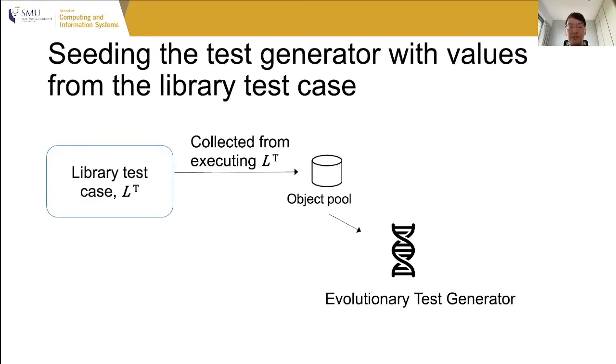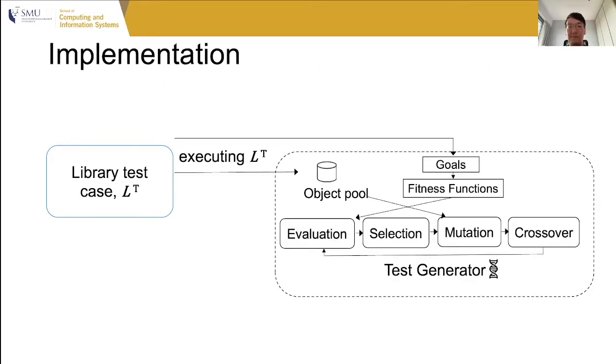Apart from constructing the search goals, when we execute the library test case LT, we would also record the objects that were instantiated during the execution of LT. So these objects are added to an object pool, which is provided to the evolutionary test generator, which can then instantiate the same objects when trying to test the client program.